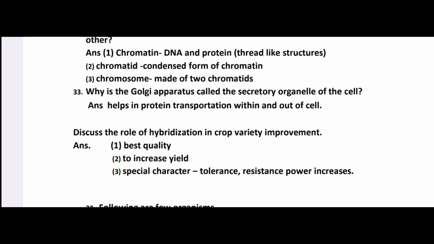Now discuss the role of hybridization in crop variety improvement. Answer is, to get best quality, hybridization is very important. Number 2, to increase the yield. As population is increasing, it is very necessary to increase the yield of crops. So hybridization is the best method. Now third one, special character. What special character do we obtain by the process of hybridization in crop variety improvement? That is tolerance, resistance power increases.